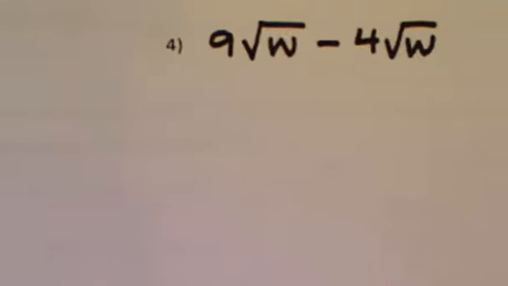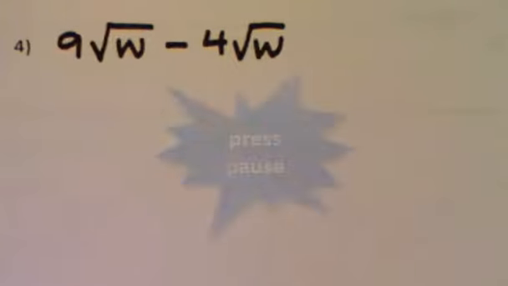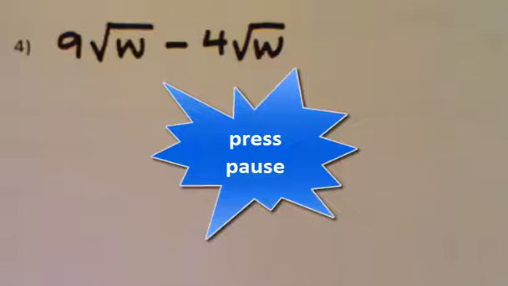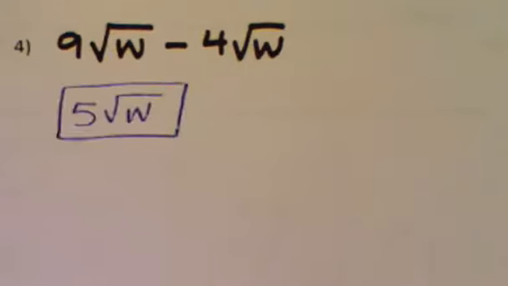On the next example, go ahead and write it down and then try it. Pause if you need to. Okay, so combining 9 minus 4, you should get 5 and keep the root w.